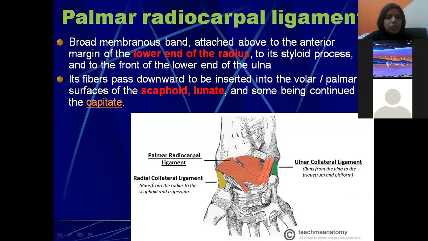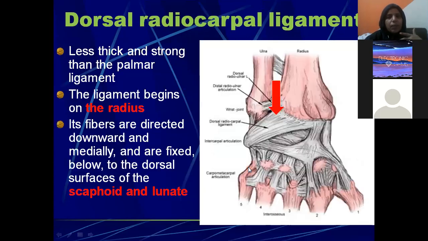So palmar radiocarpal ligament is a broad membranous band attached above to the anterior margin of the lower end of the radius, and the styloid process, and to the front of the lower end of the ulna. The fibers are passing downwards and they are getting inserted into the palmar surface of the scaphoid and lunate. Some of the fibers may also go to the capitate bone. Okay, so dorsal is seen behind. This is less thick and strong than the palmar ligament.